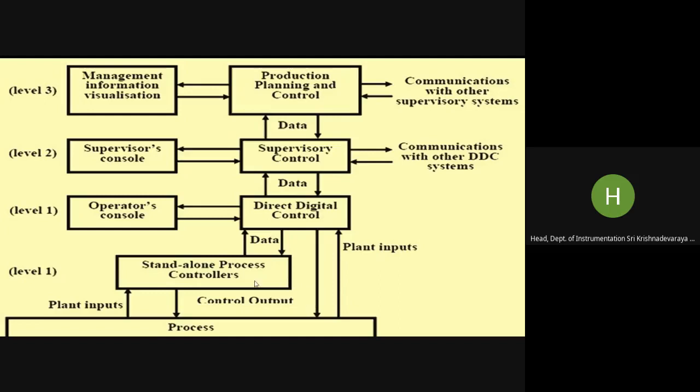Now, you will see apart from this, to level 1 also, there is a direct input plant, direct intake of plant inputs, and at the same time, outputs are given to the process. So in some cases, your direct digital control may have to monitor and control the process directly apart from the standalone process controllers. In the sense, there is a small confusion here which you need to avoid. So these standalone process controllers are for different unit operations. But for the entire process, you may have to take some plant inputs and then take the output from the digital control.